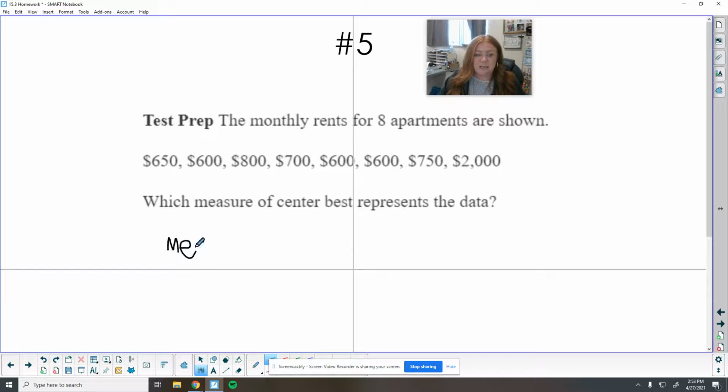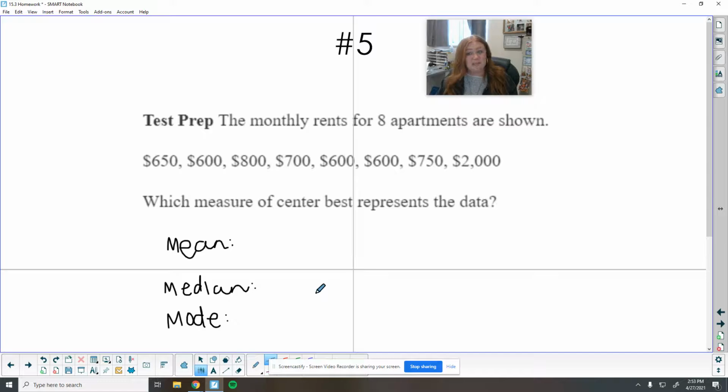We need to find the mean again. So we need to add these up and divide by 1, 2, 3, 4, 5, 6, 7, 8. So add those up, divide by 8. The median, which you need to put them in order first, least to greatest, find the middle. You might have to add 2 of them together and divide by 2. And then there's also the mode, which one occurs the most. So which one do you think is the best representation of the data?